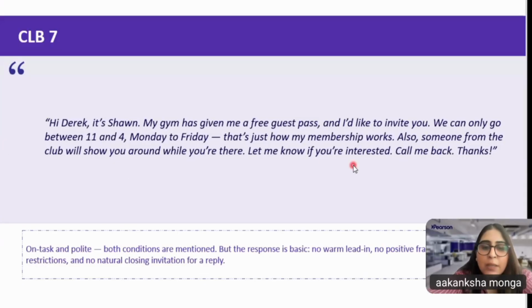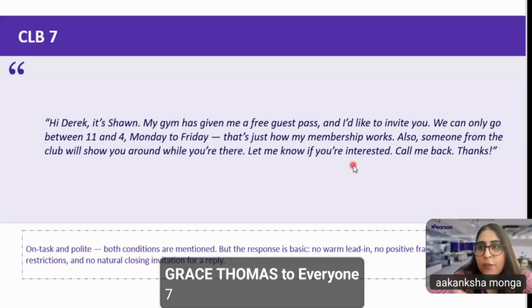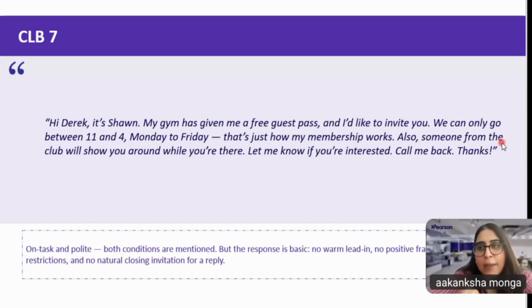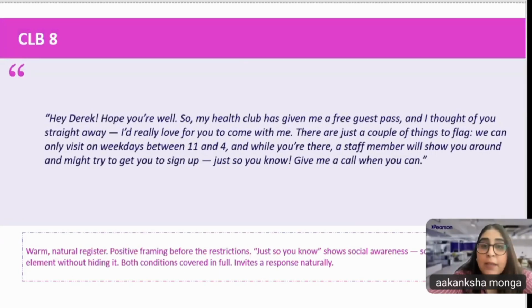The closing is also not very natural because we're looking at a conversation between a friend and another friend. So the response at the end says, "Call me back, thanks." So the task is complete, but the social awareness is not very high in this response. Let's take a look at the response for CLB 8 now.